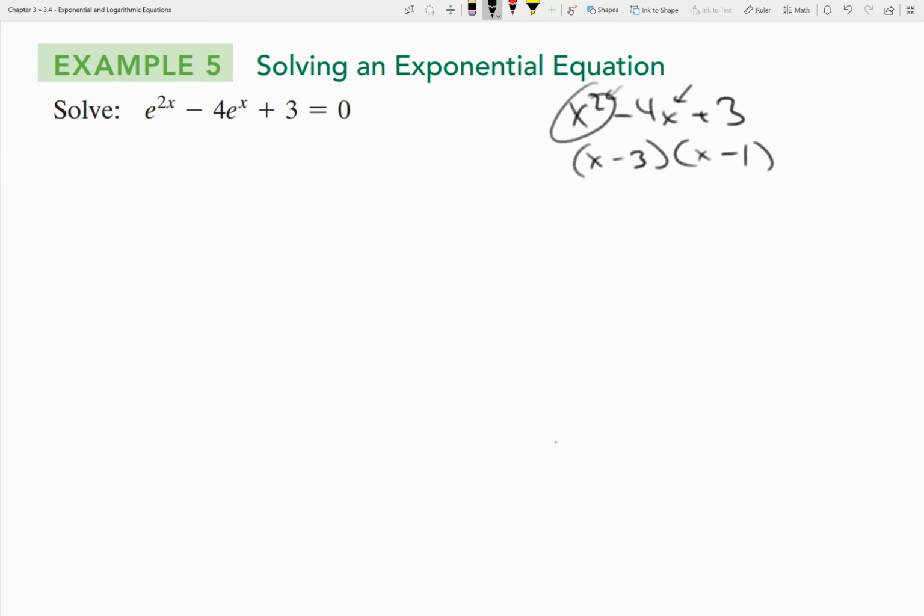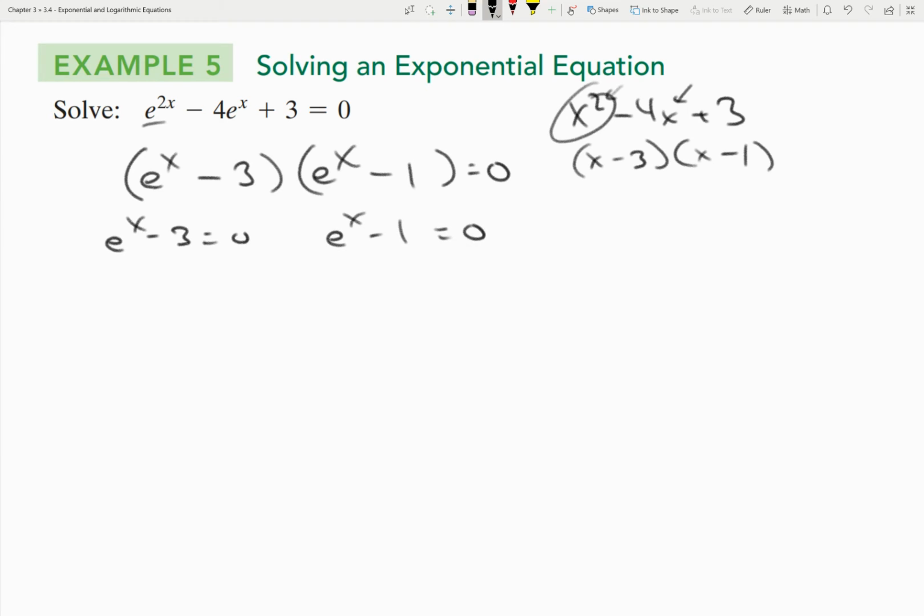Well, we can do the same thing over here and factor this, except instead of x and x, the first terms have to multiply to e to the 2x. Well, e to the x times e to the x is e to the 2x. And then if I put the minus 3 and the minus 1 in there, my middle terms add together to negative 4 e to the x as well. I now have a product equal to 0. So I can use the zero product property to set each piece equal to 0. And so e to the x is equal to 3.